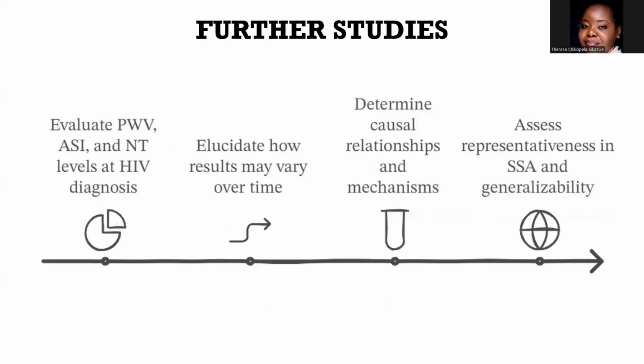However, we see this as preliminary data for further studies, including an evaluation of pulse wave velocity, arterial stiffness index, and nitrotyrosine levels from the time of HIV diagnosis, to elucidate how results may vary over time and also determine the causal relationship and mechanisms that could be going on. We also want to see whether this is generalizable to other parts of the world or whether it is a type of relationship seen only in sub-Saharan Africa.